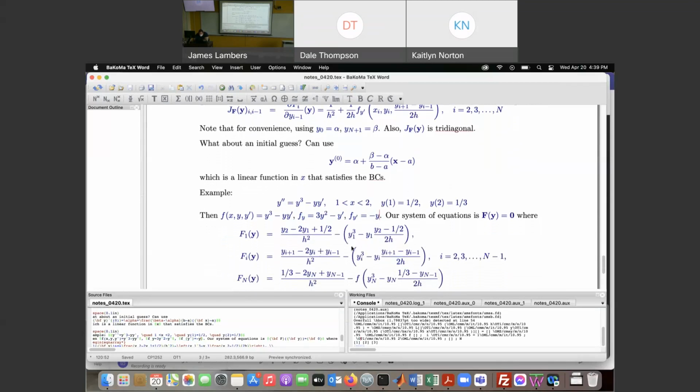So now here I have my system of equations for my discrete system. So here we have the y double prime finite difference formula. And then I have my function f, which is y cubed minus y prime, which is replaced by a finite difference formula, this center difference. Same thing here, except I have the appropriate boundary values filled in. And also here.